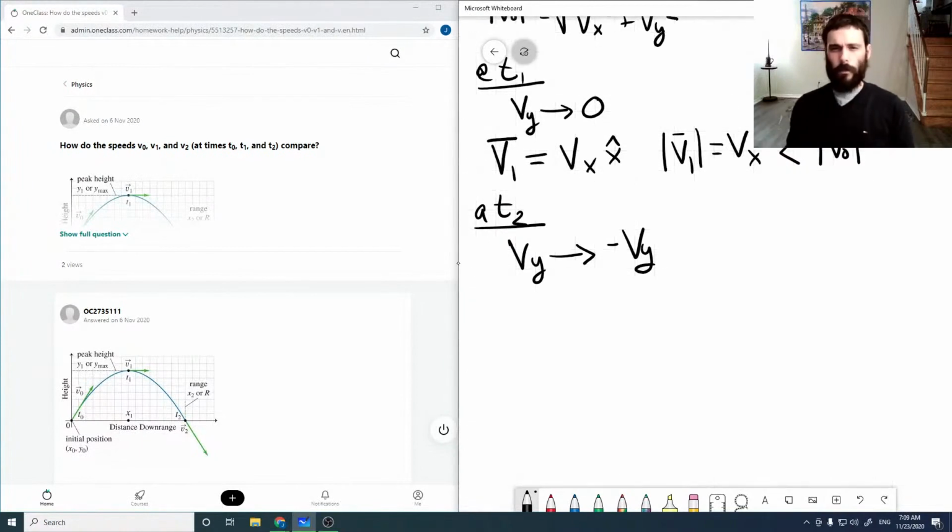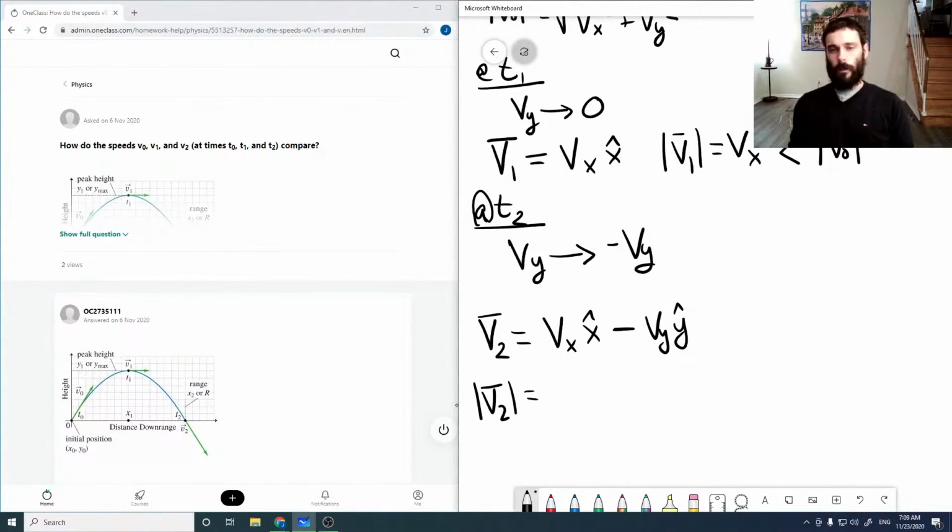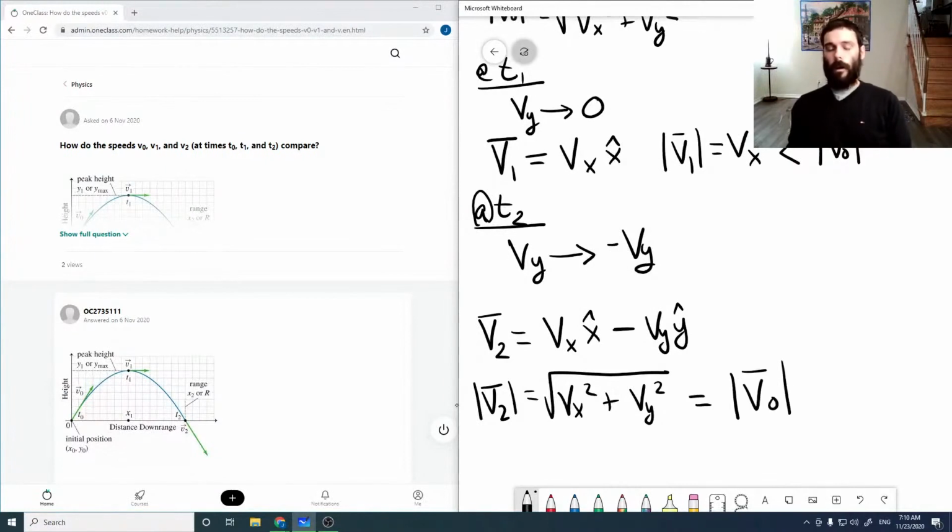So then at T2, Vy goes to minus Vy. So our V2, our velocity, is just Vx x hat minus Vy y hat. But then if we look at our speed, it's just the square root of Vx squared plus Vy squared, because a minus sign when squared becomes positive. So then that exactly equals our 0 speed.